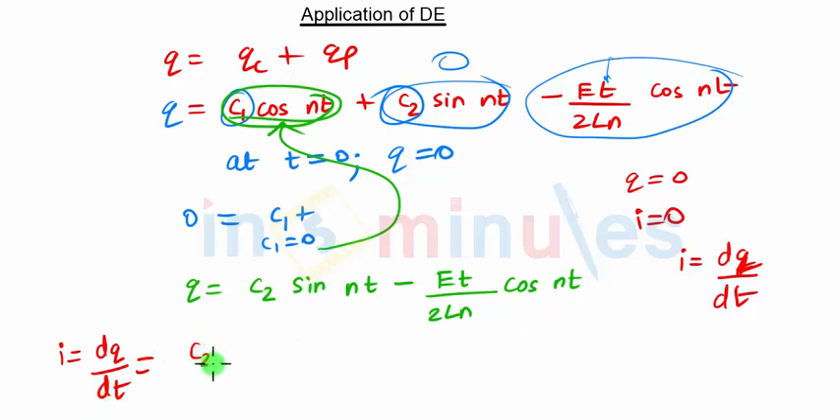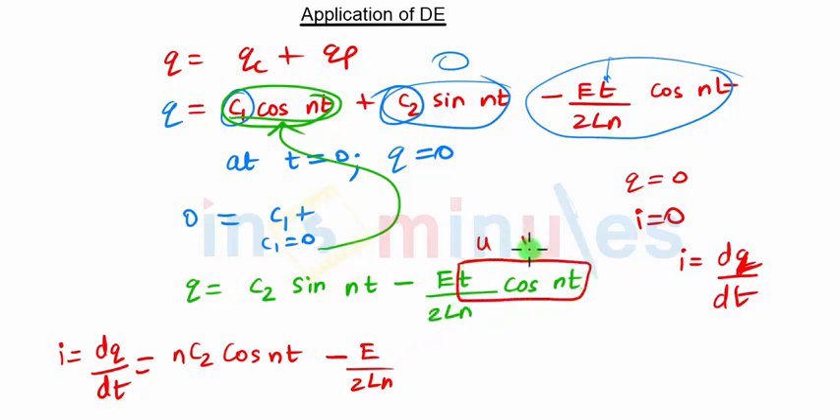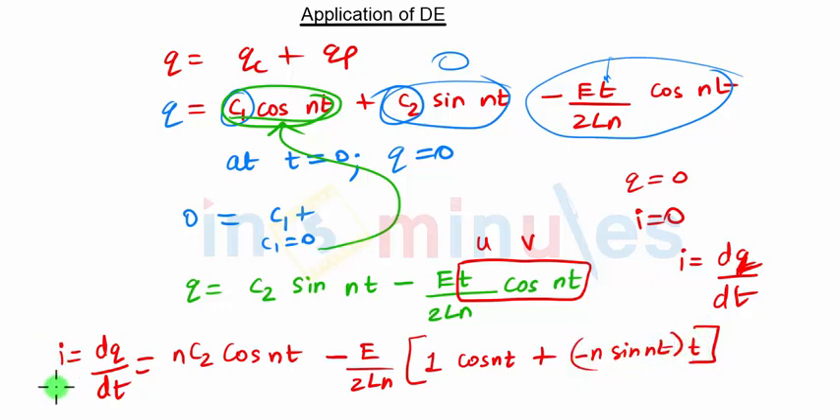So the derivative of sine nt will be n cos of nt, minus e upon 2ln, our constant, and here we have t into cos nt, that is the derivative of u into v. So the derivative of u into v is nothing but the derivative of u, so the derivative of t is 1, cos nt will remain as it is, plus the derivative of cos nt, which is minus n sin nt, and t will remain as it is. So this is our current.